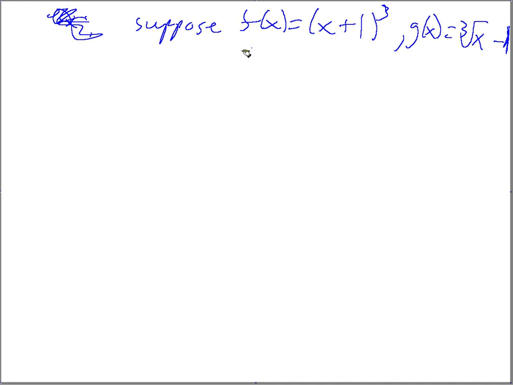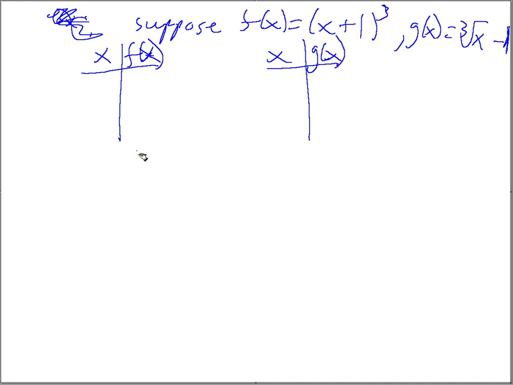So now let's make a table for both of these functions here. I'm not going to graph it, I'm just going to make a table. So let's create tables for these functions: x and f of x, and also x and g of x. Now let's pick x carefully to plug in. For example, let's pick x to be 0. That's a good number to plug in. 0 plus 1 is what? 1. 1 cubed is what? 1, if we work it out carefully.